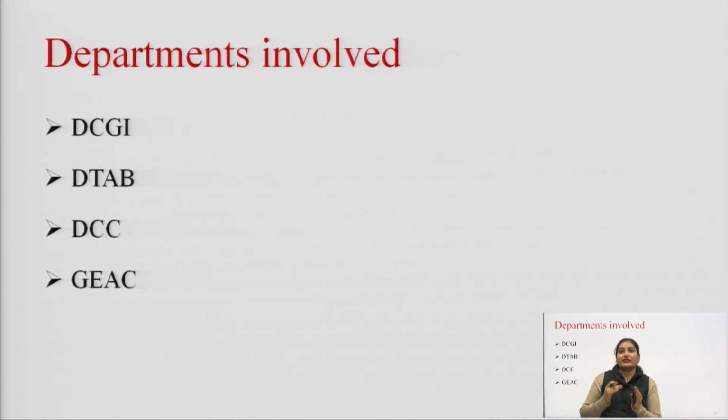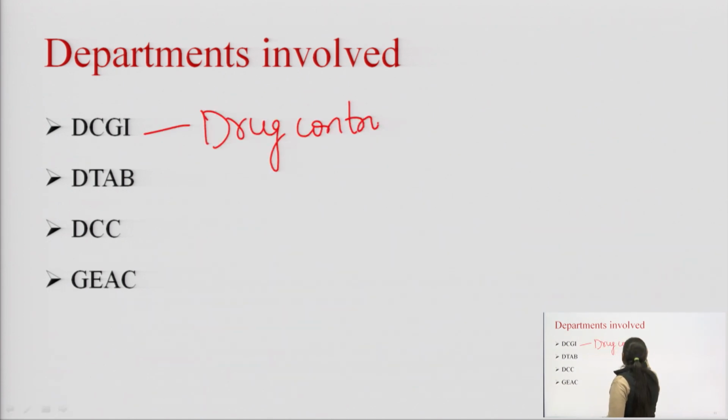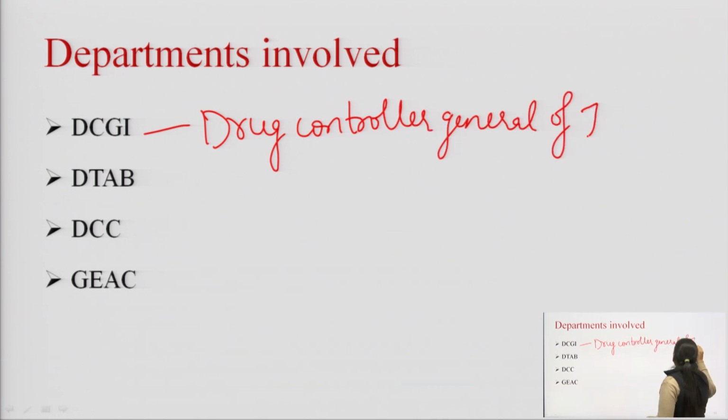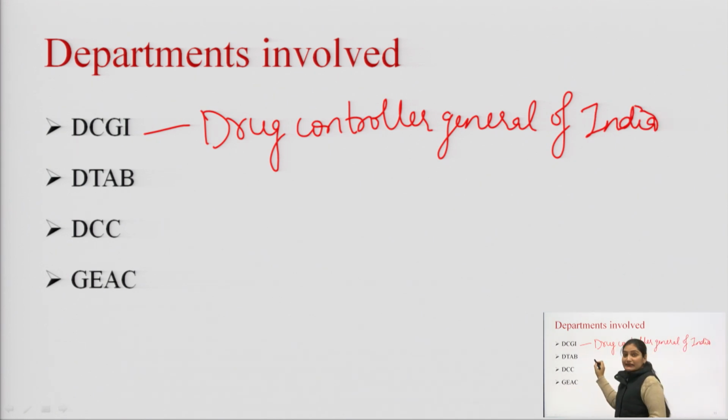So, 4 different departments are involved in the new drug approval process, and these are DCGI, DTAB, DCC and GEAC. What is DCGI? Drug Controller General of India. DTAB, Drug Technical Advisory Board. DCC is Drug Consultative Committee. GEAC is Genetic Engineering Approval Committee.